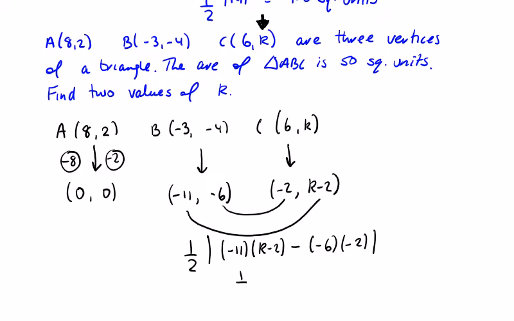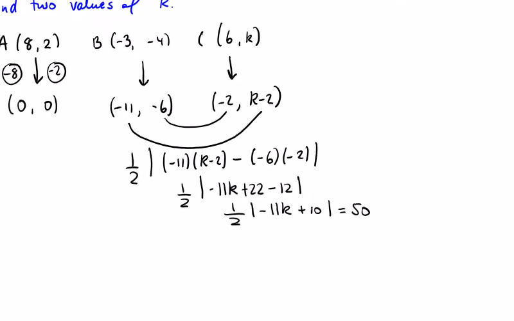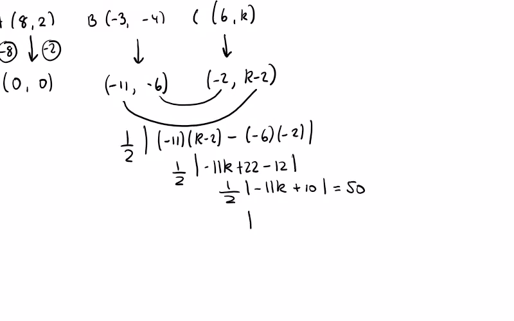So this simplifies to half the absolute value of minus 11k plus 22. And we've got 3 minuses here, so it's going to be a minus 12. So that's half the absolute value of minus 11k plus 10. And that's equal to what they gave us the area to be, which was 50 square units. So multiplying both sides by 2, I get the absolute value of minus 11k plus 10 is equal to 100.